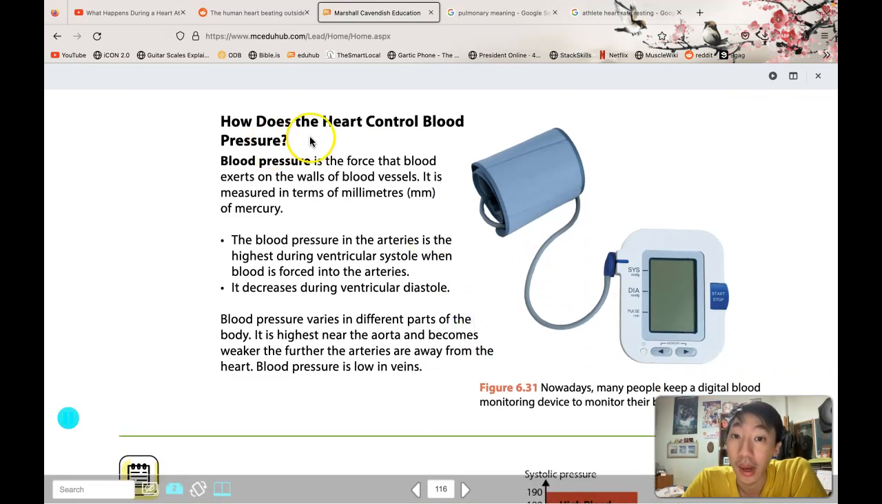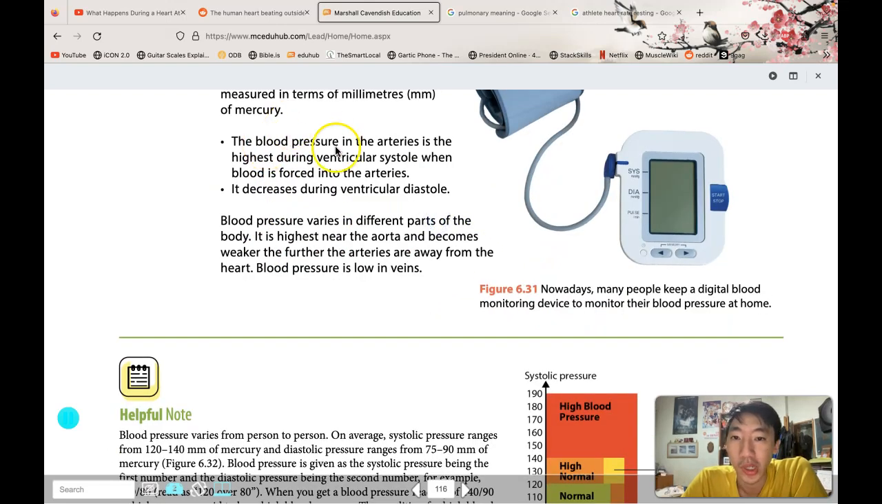Okay, how does the heart control blood pressure? Blood pressure is the force that blood exerts on the wall of the blood vessels. It is measured in terms of millimeters of mercury. Okay, this is like an old system, but we're still using it right now. So the blood pressure in the arteries is the highest during ventricular systole when blood is forced into the arteries. It decreases during ventricular diastole.